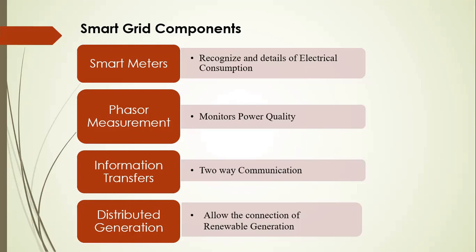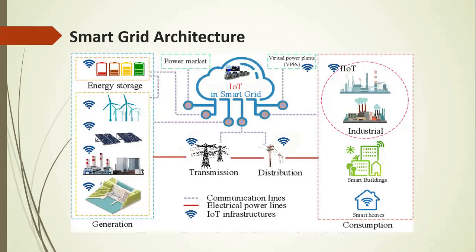Then we have distributed generation. Distributed generation basically allows the connection of renewable generations, like solar, wind, fuel cell, and different kinds of generation sources. Generation close to the load basically improves the efficiency. That's why they have distributed generation. And it also increases the reliability of an electrical power system in a smart grid.